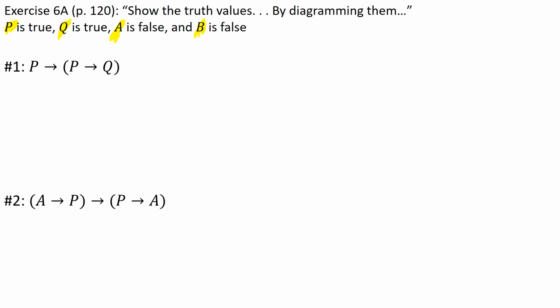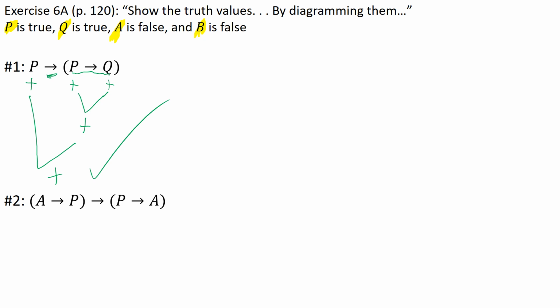So number one, we have this conditional, and in the consequent, we have another conditional. So let's first label what we know. We know that P is true and that Q is true. We'll then work on this molecular sentence here. So both the antecedent and the consequent are true, so that conditional is true. Now we can work on the major connective. So we have a true antecedent, true consequent, so it is indeed true.